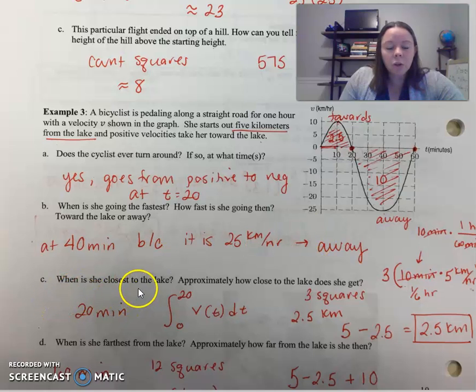When is she closest to the lake? Approximately how close to the lake does she actually get? Don't forget that she started 5 kilometers away from the lake. That's going to be important here in a minute. So she starts here and she's going towards the lake until she gets to roughly 20 minutes. That's the closest she's going to get because the rest of the graph, she's going away from the lake. So that's why I said around 20 minutes.